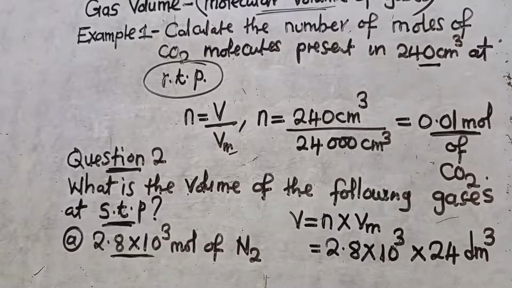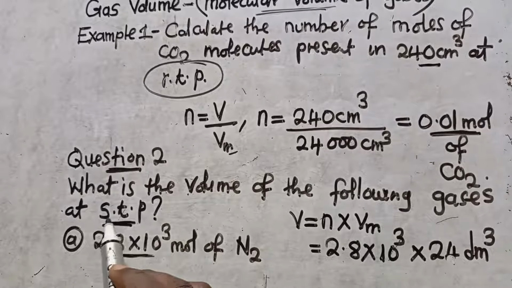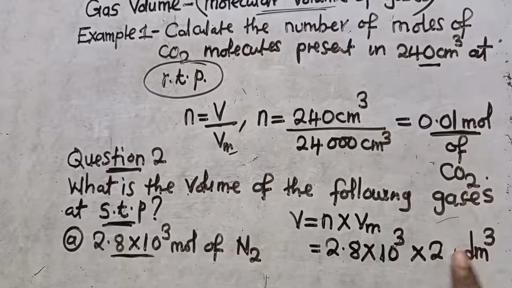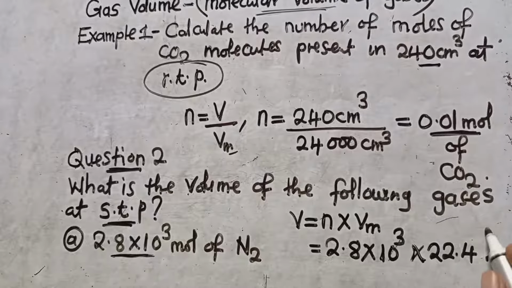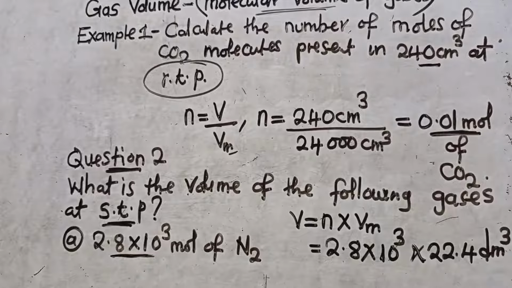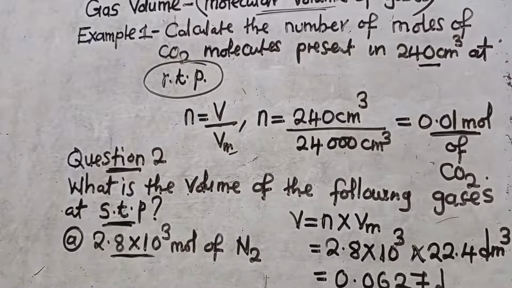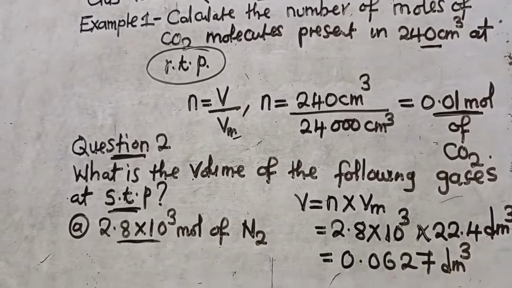If you multiply this, the question is saying standard temperature and pressure, so the molar volume here is 22.4 dm cubed. What is the answer if I multiply here? Get your calculator, multiply, confirm with me. I'm getting 0.0627 dm cubed. So this is my answer.